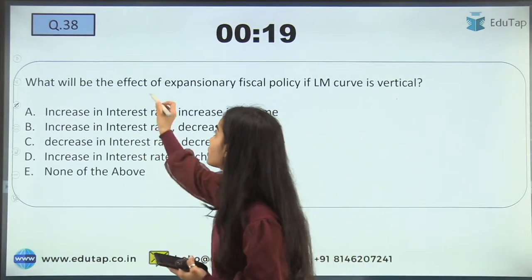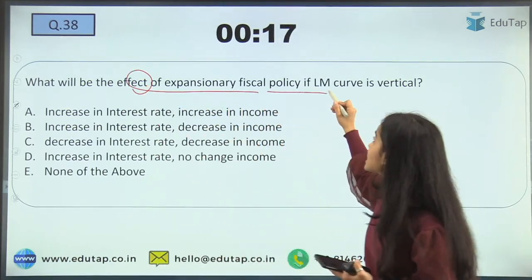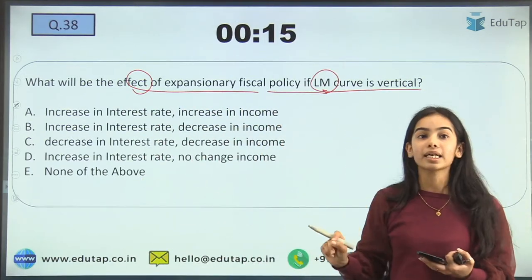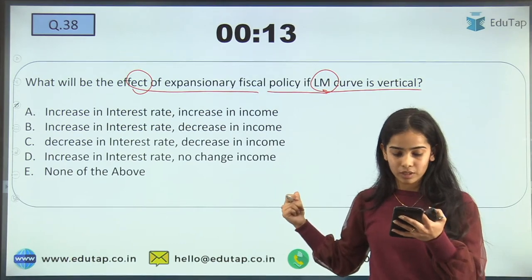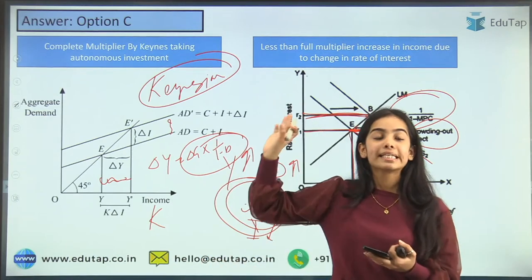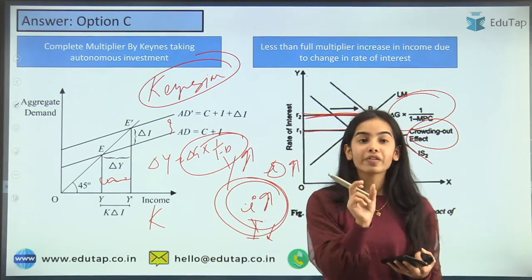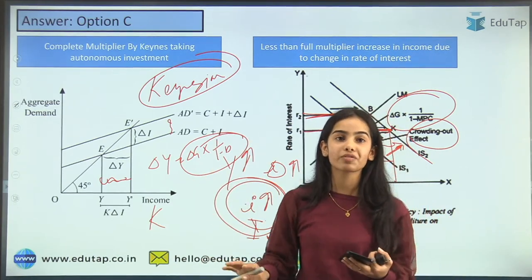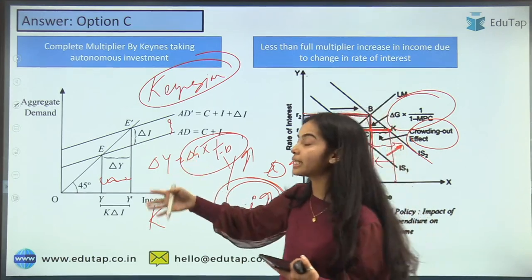Next question is, what will be the effect of expansionary fiscal policy if the LM curve is vertical? That you have to tell now. Please explain again. Okay. See, in the Keynesian cross, the interest rate was not an endogenous variable. It was not in the model. It was not in the diagram.